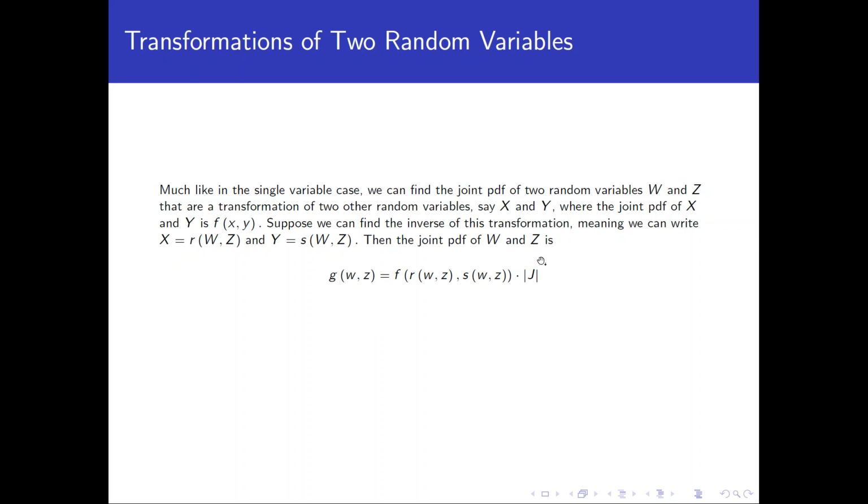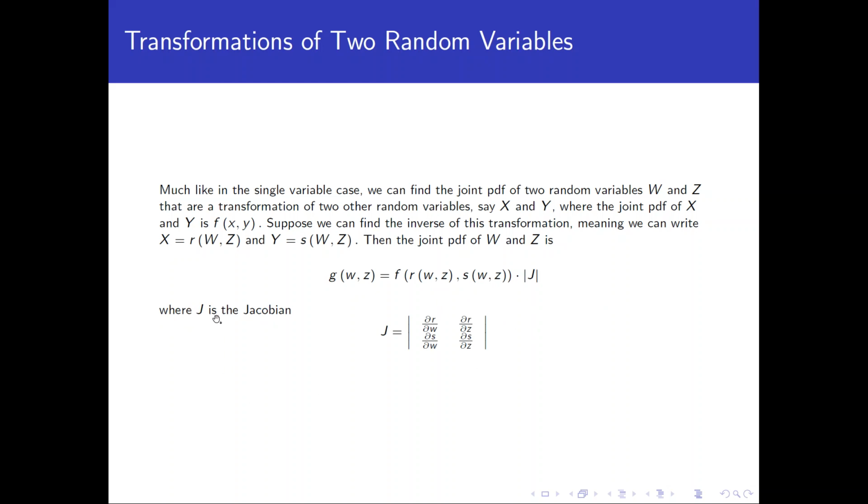Then we can find the joint PDF of w and z by plugging in the function for x in terms of w and z, same for y, and then multiplying by this what looks like absolute value of j term. So first, before we write down what this j is, I want to notice that this looks a lot like our formula that we just had in the previous section, right? This looks like f evaluated at the function of the variable times the absolute value of, well, in that case it was the derivative, and we're going to see that this is related to the derivative here in just a second. Okay. So this has the same type of form.